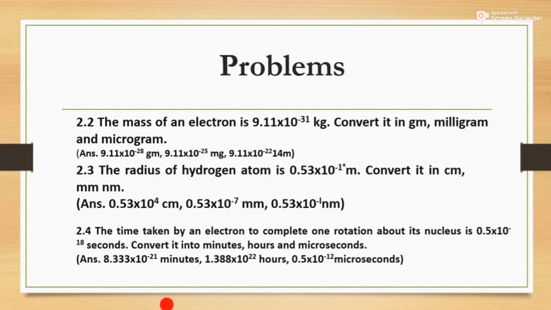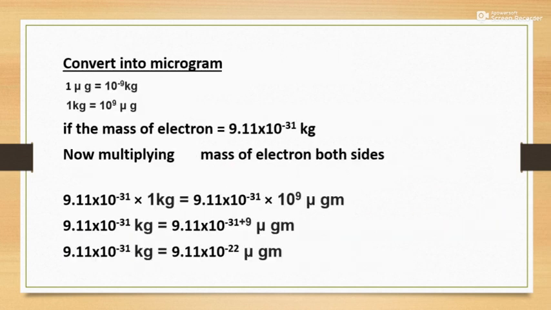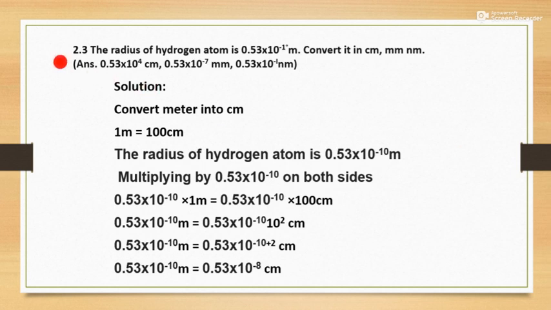Okay, now next question. The radius of a hydrogen atom is 0.53 × 10^-10 meter. Convert it into centimeter, millimeter, and nanometer. This is the answer we should find. First of all, convert into centimeter.